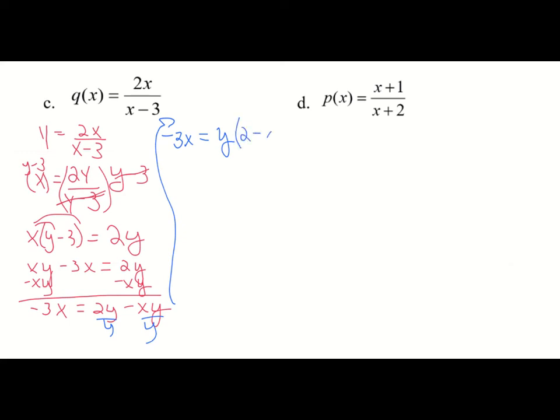And then now I need to get y by itself, so I'm going to divide both sides by 2 minus x. Oops, that's a minus in there. So y, or q of negative 1 of x, is equal to negative 3x divided by 2 minus x. It's a lot of work with these, but it's not bad, I promise.